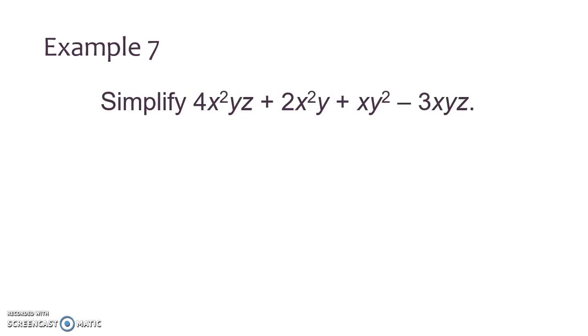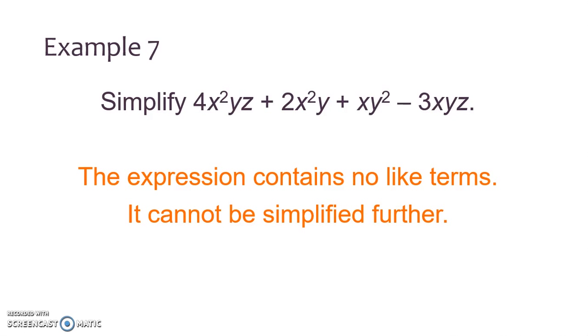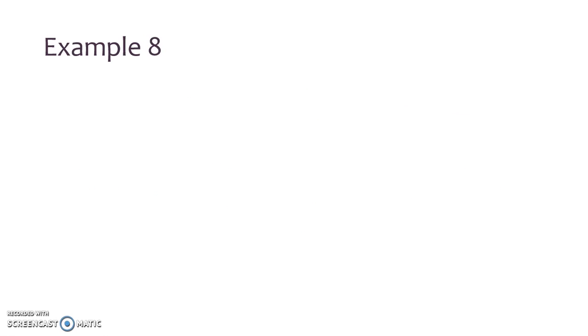So example 7, again, we're simplifying. This one gets even more complex. Now we have an x squared yz, an x squared y, an xy squared, and an xyz. So if you take a good look at those, even though we have x's and y's and squareds repeating throughout, there are none that are exactly alike. So believe it or not, this one is already simplified. This expression contains no like terms. It cannot be simplified any further. Moving on to example 8 then.